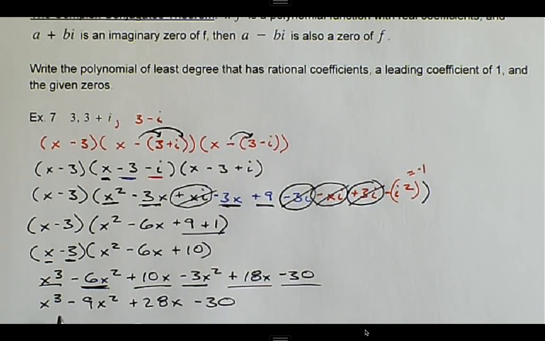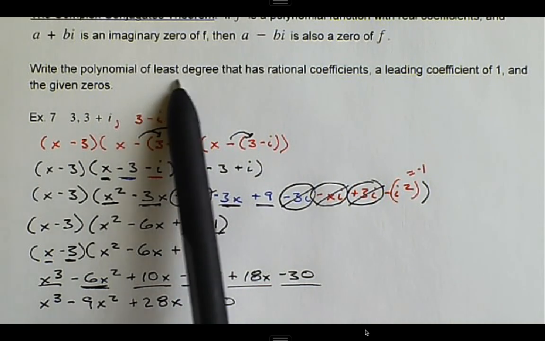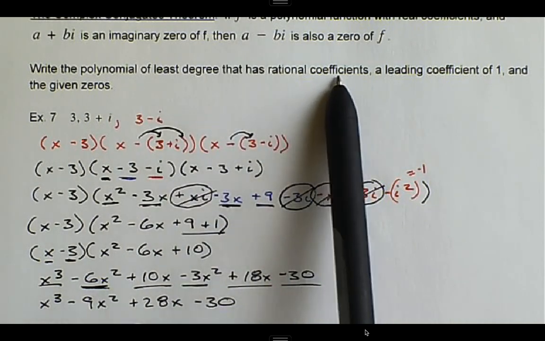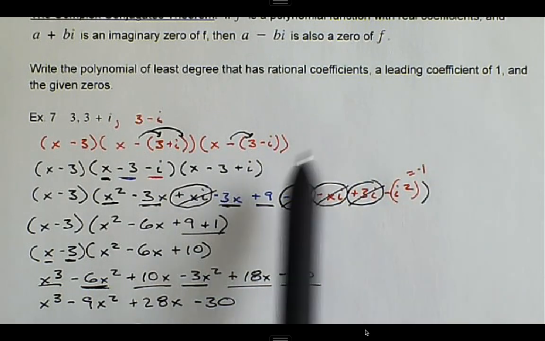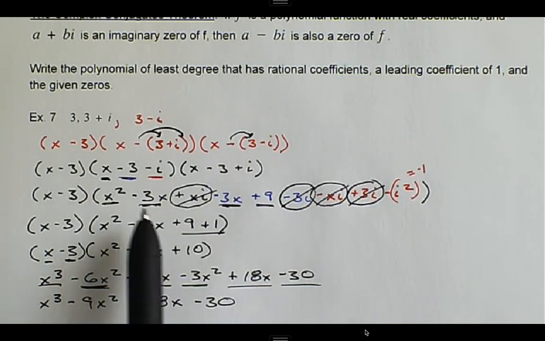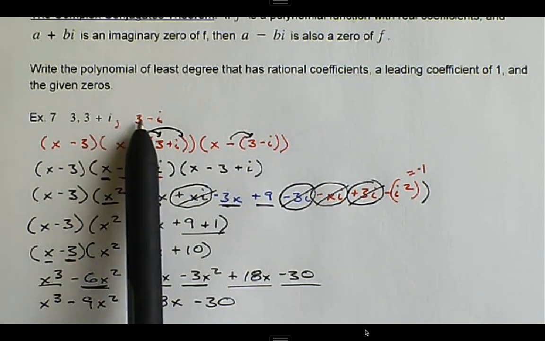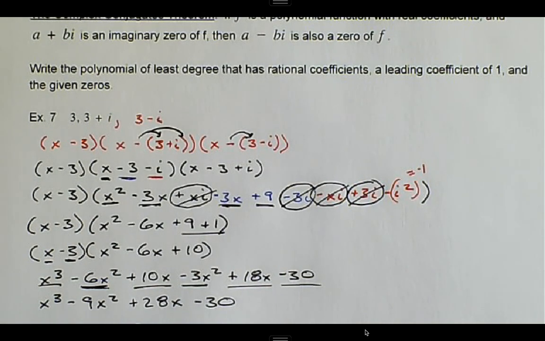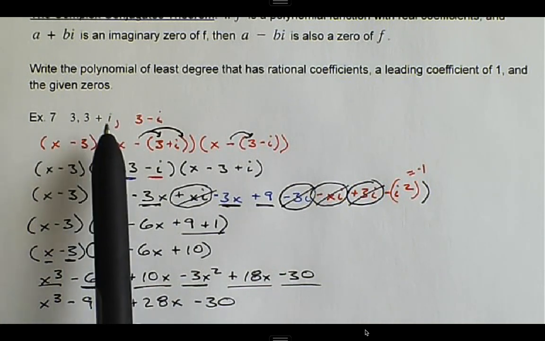So this is the polynomial. And we know that the polynomial is degree 3 with leading coefficient 1. So it is the least degree that has rational coefficients and a leading coefficient of 1. The least degree is 3 because we have the three zeros: 1, 2, 3. So that is the polynomial that represents those zeros.